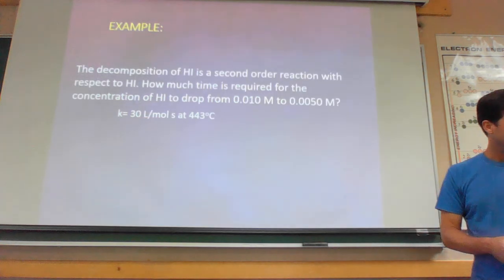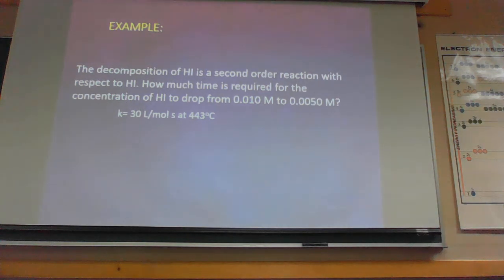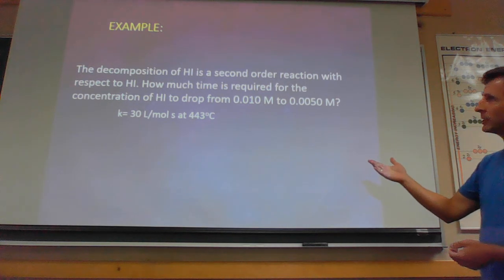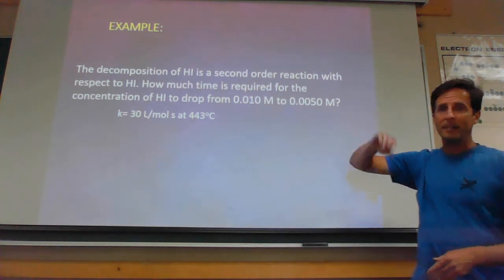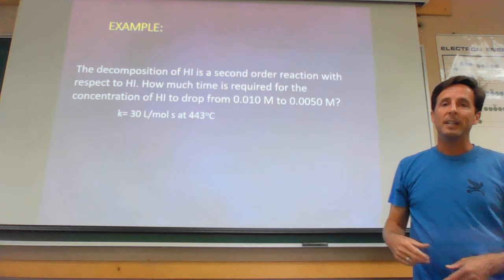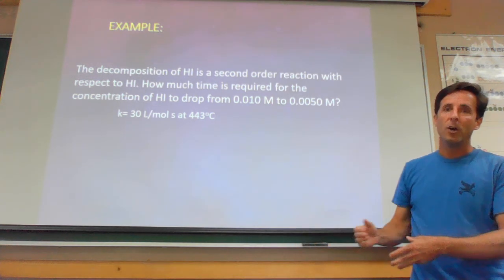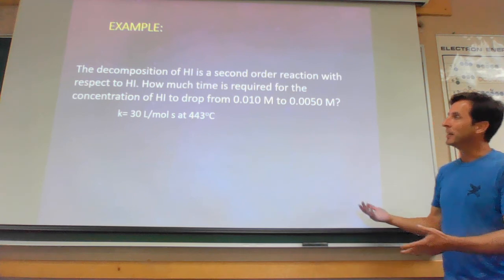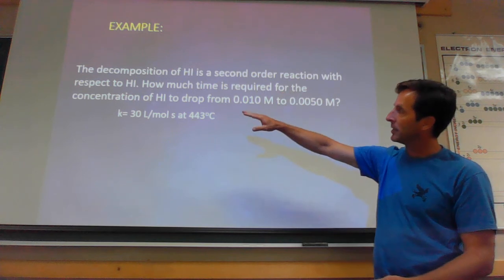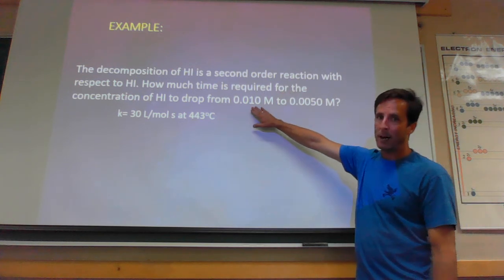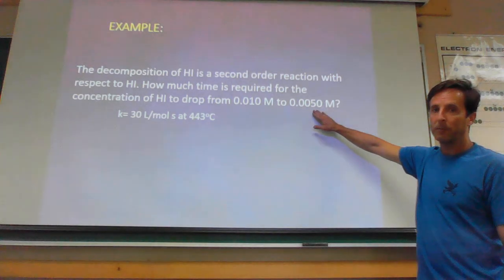Before we move on from second order, let's do one more problem. The decomposition of HI is a second order reaction. There's no way you know that unless they told you. They're specifying it's a second order reaction, which tells you that the equations you're going to use have to be the second order equations. Once we know that, we can just get the information. How much time is required for the concentration of HI to go from the initial amount of 0.01 molar to the final amount of 0.005 molar?